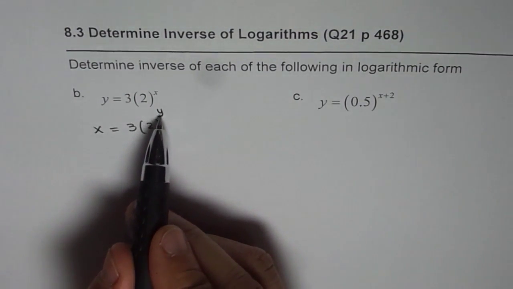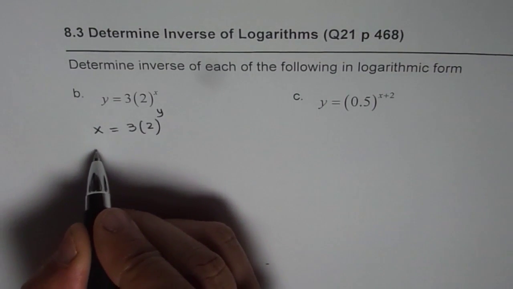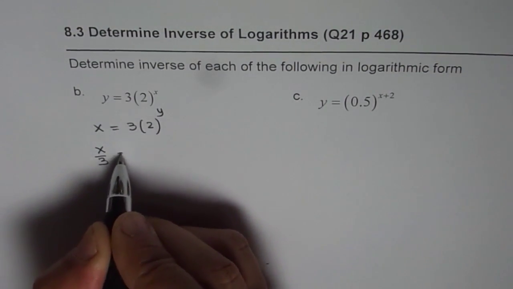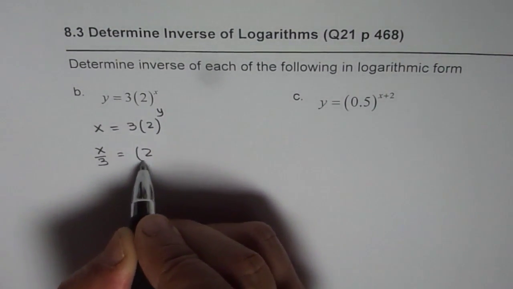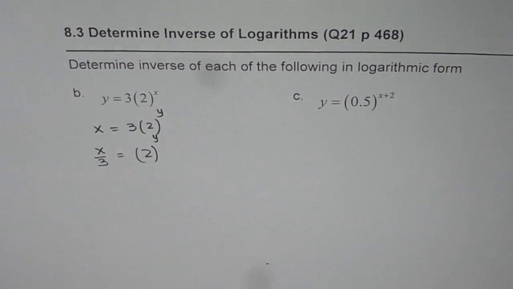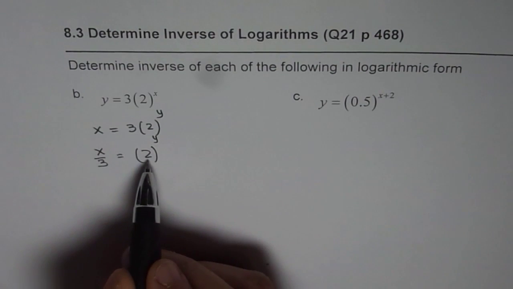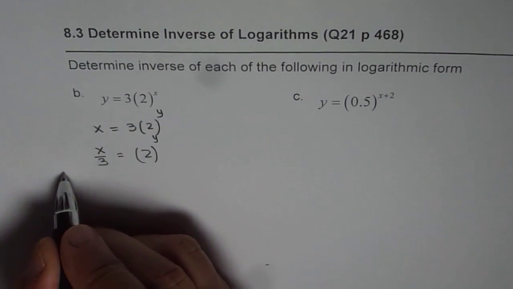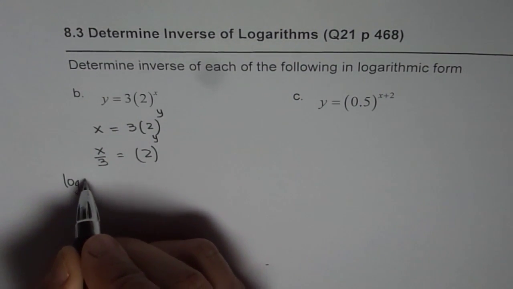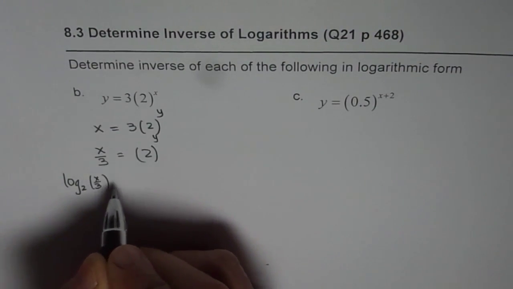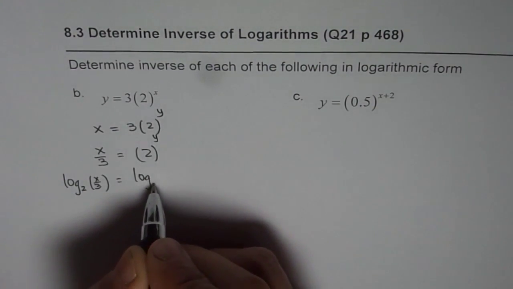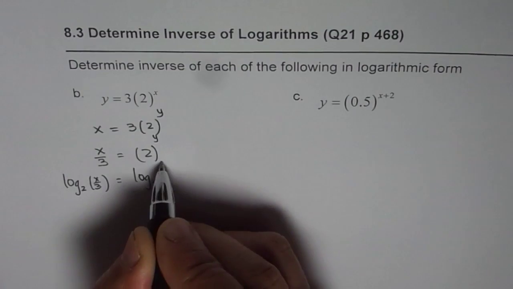Now we need to solve for y. So we can divide by 3, and we get x over 3 equals 2 to the power of y. Now how to get y? That is a big question. So we can take log to the base 2 on both sides. So we have log to the base 2 of x over 3, and here we get log to the base 2 of 2 to the power of y.